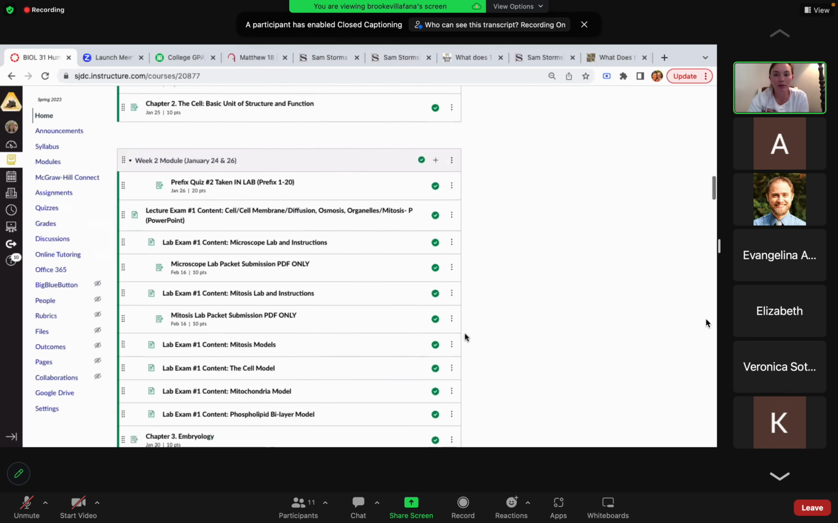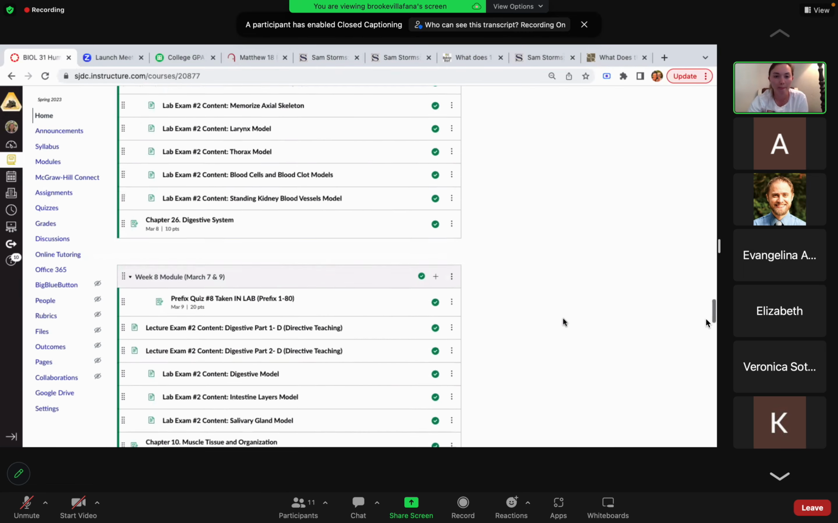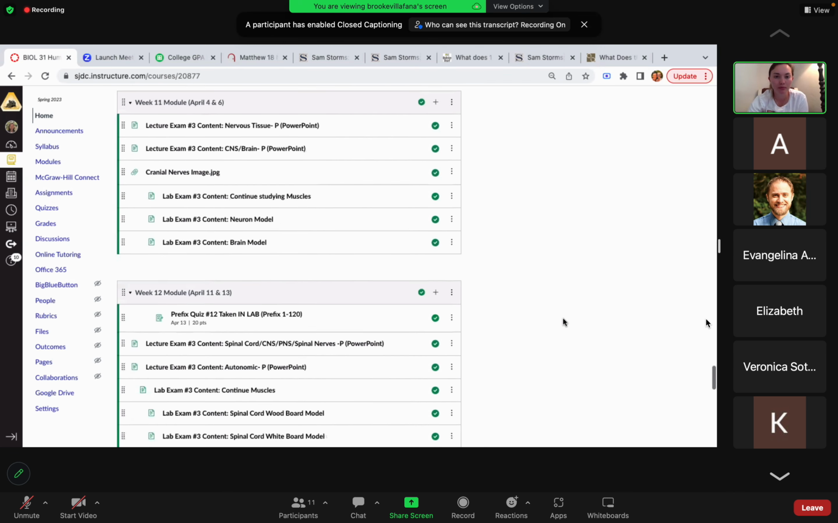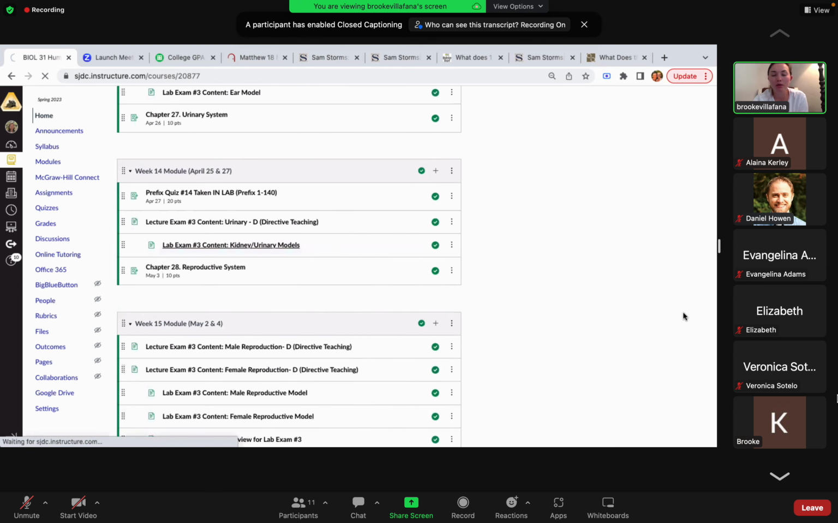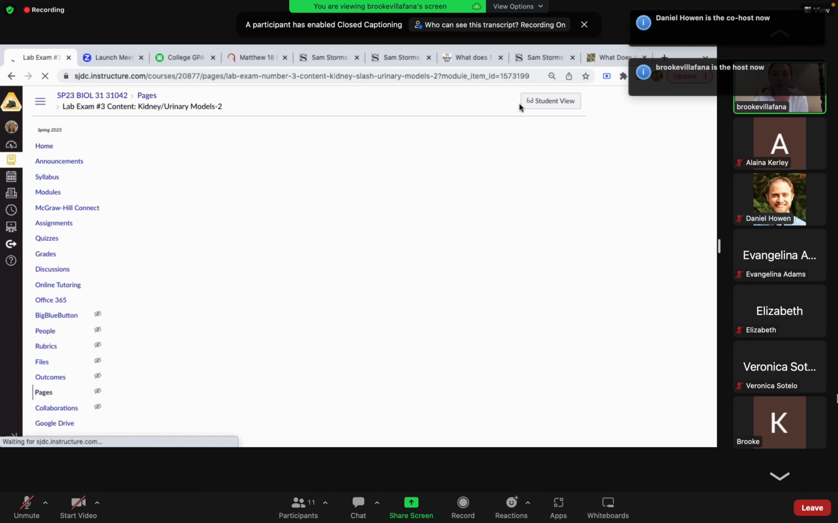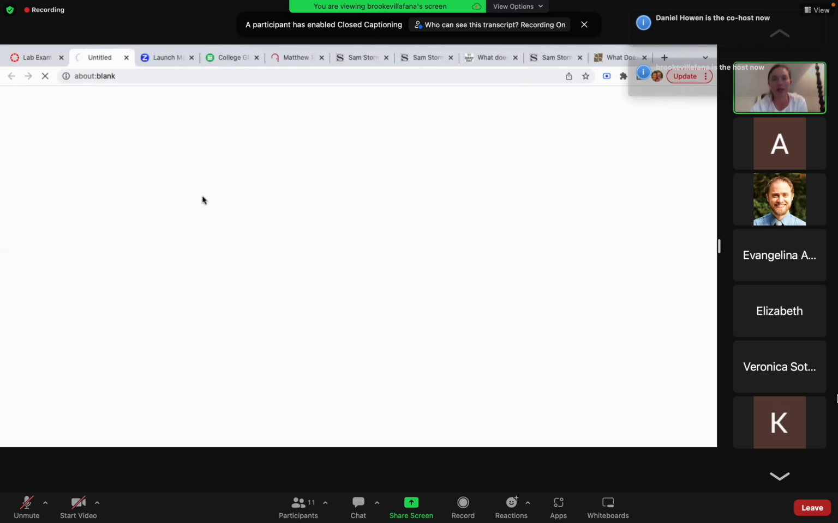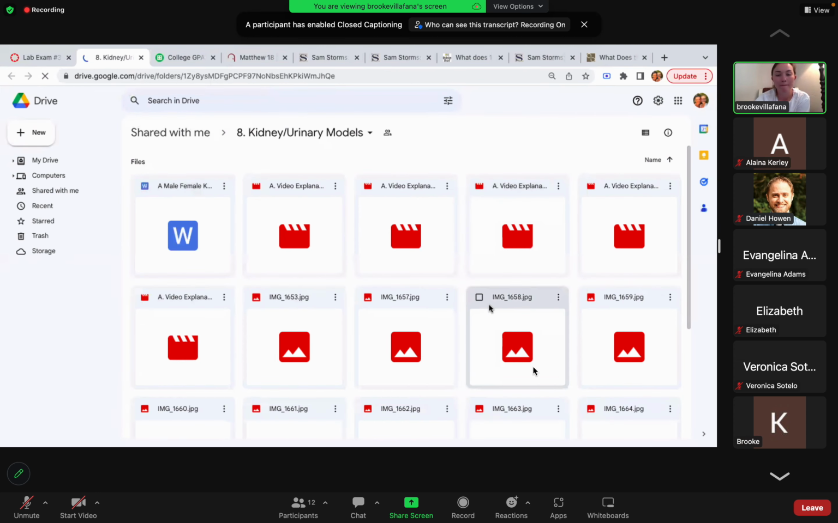All right, so I'm just going to pull up the kidney models. I think we'll start with that. We'll go through a few of these models and then we'll get going into the kidney lecture side of things. And I'd like to do some practice questions as well today if we have time for that.